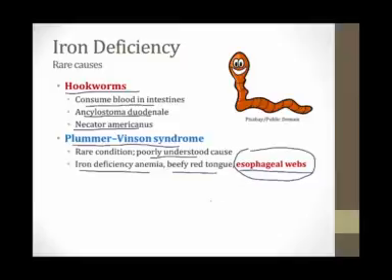In terms of your boards, this would likely be presented as a patient with an esophageal web, and they might ask you what else you should be worried about, and you should be aware that esophageal webs can be associated with iron deficiency anemia as part of the Plummer-Vinson syndrome.